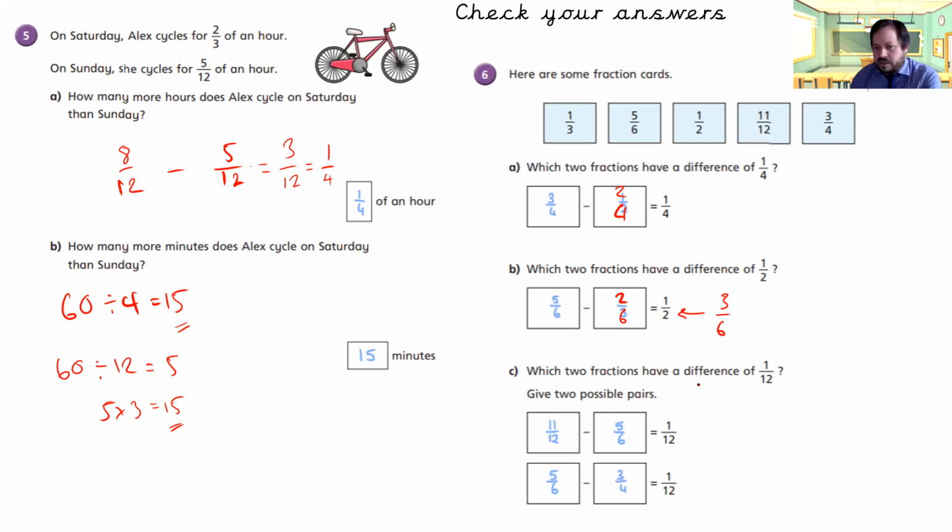Which 2 possible fractions have a difference of 1/12? Give 2 possible pairs. So we've got 11/12, times this by 2, and it's 10/12. That gives us 1. This one here is 5/6 and 3/4. Well, both of these go into 12ths, so we have to work that out. This is timesing by 2, so we get 10. This is timesing by 3, so we get 9. 10 minus 9 is 1. So well done if you managed to do question 6.